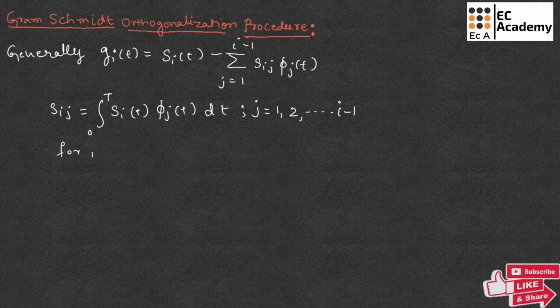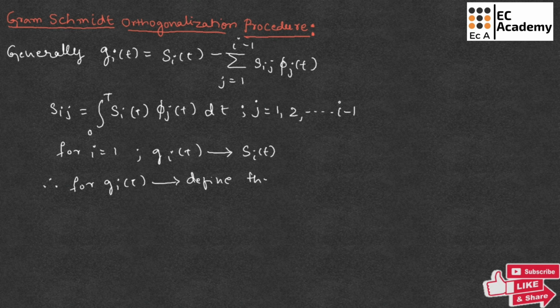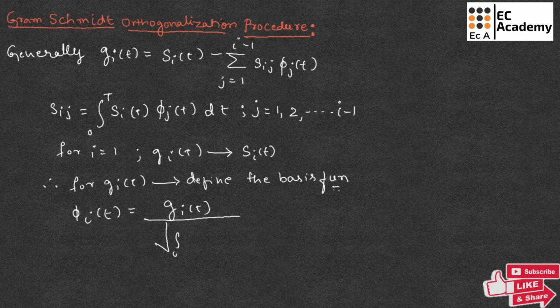For i is equal to 1, the function gi of t will reduce to si of t. Therefore, for gi of t, we can define the basis function as phi i of t is equal to gi of t divided by square root of integration of 0 to T gi square of t dt.